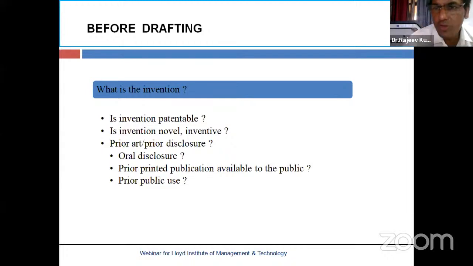I'll briefly tell you about Boolean operators. You might be using these operators before also. Generally, everybody knows Boolean operators are and, or, and not. These are certain operators which are used for quick searching of your invention.